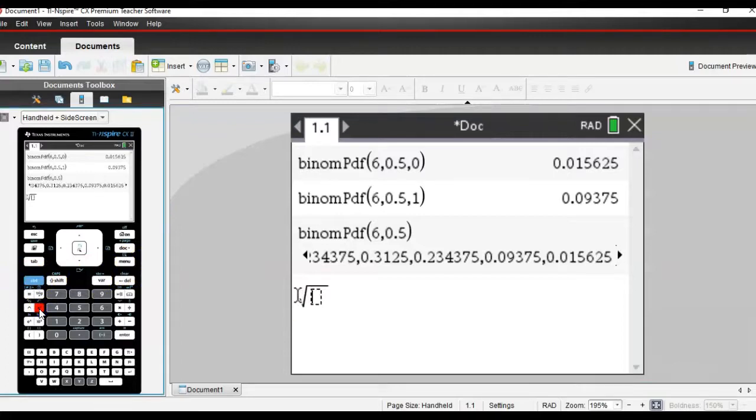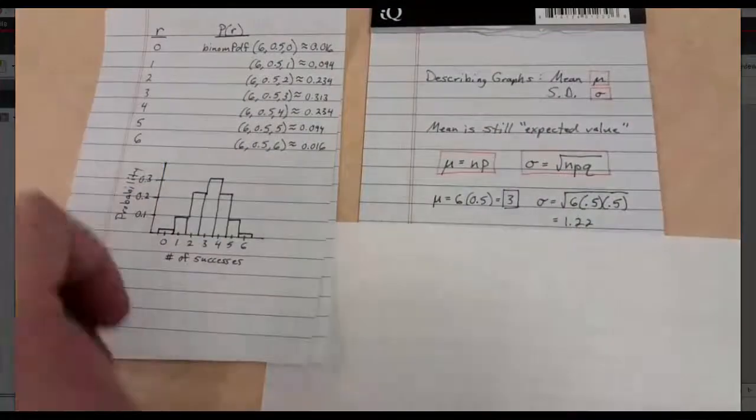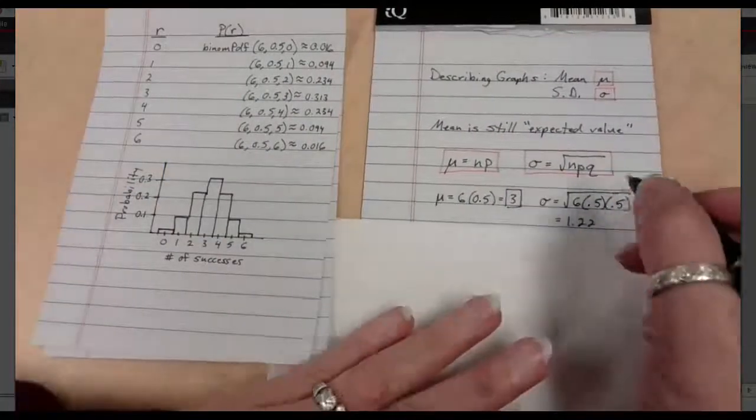The square root of 6 times 0.5 times 0.5. Can I just do 0.5 squared? Are you okay with that? Hopefully you're okay with that, because that's what 0.5 times 0.5 is. And we get a value of approximately 1.22. All right, so 1.22, that's going to be our standard deviation.